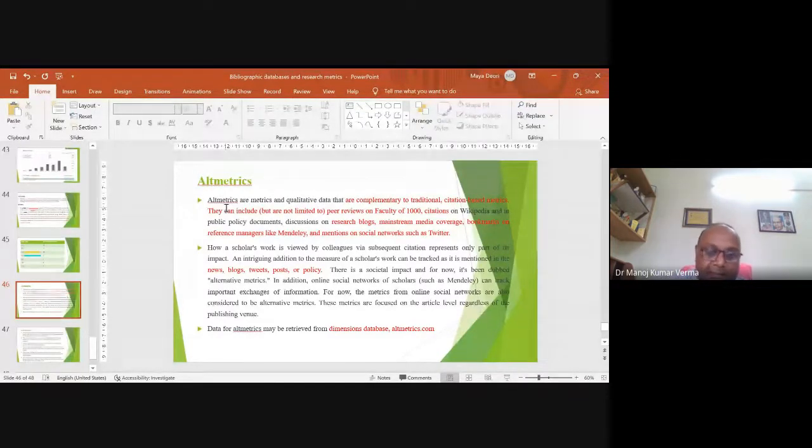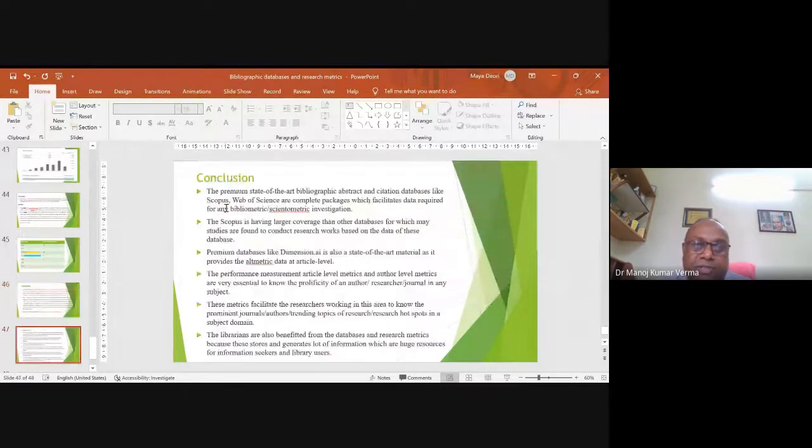So Altmetric data may be retrieved from the Dimensions database and Altmetric.com. Two sources are there, the Dimensions database and Altmetric.com. From there we can improve.